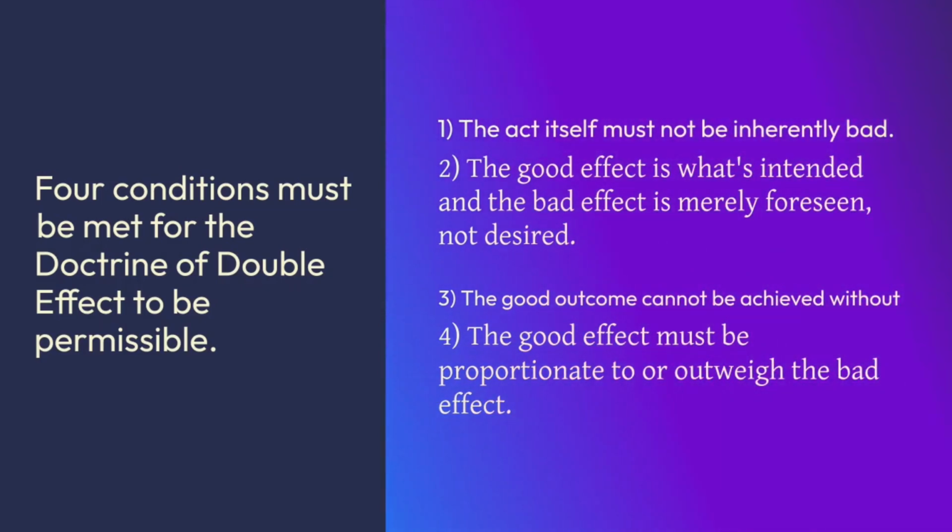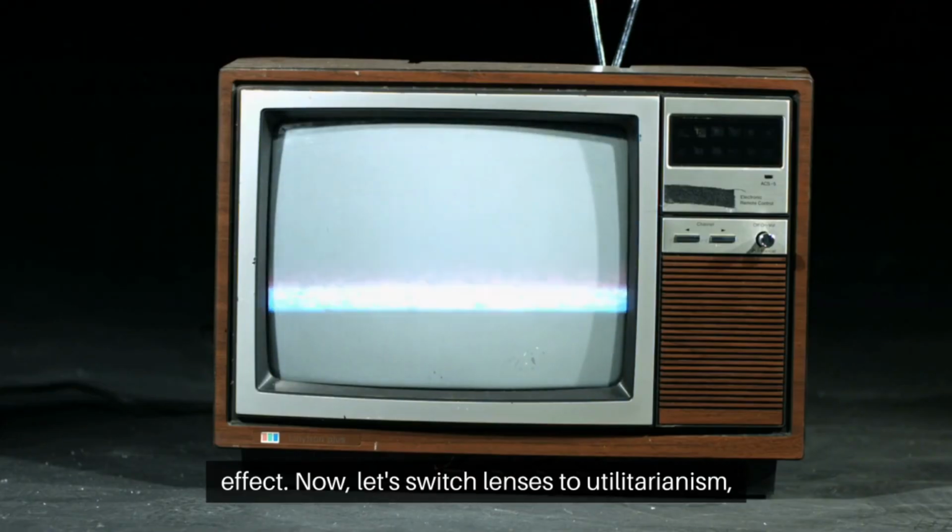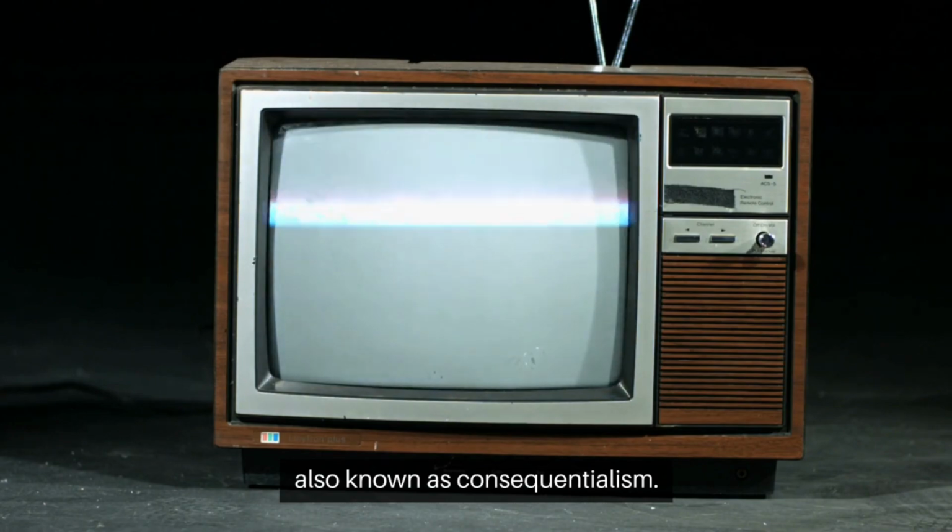3, the good outcome cannot be achieved without the bad effect also occurring. And 4, the good effect must be proportionate to or outweigh the bad effect. Now, let's switch lenses to utilitarianism, also known as consequentialism.